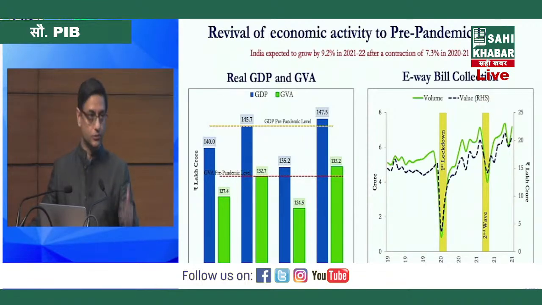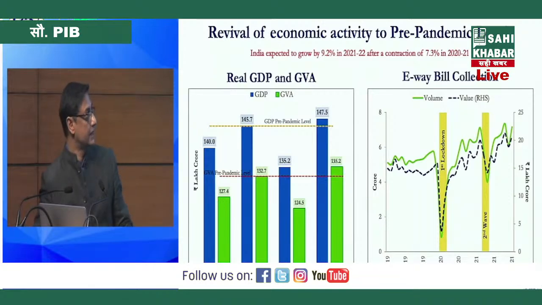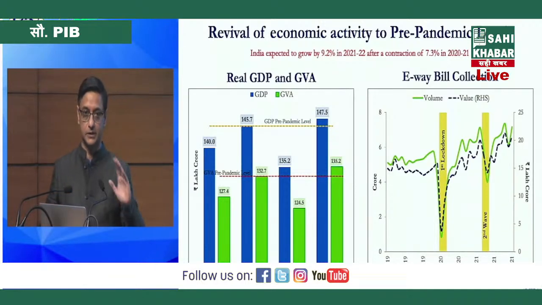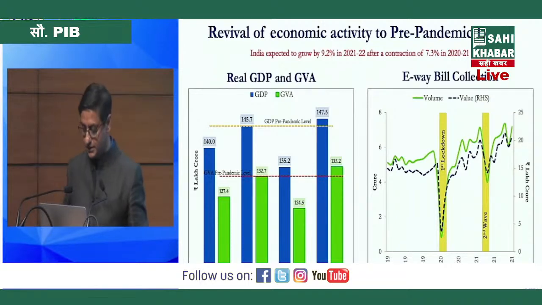Well, as you know from the advanced estimates, the economy this year is estimated to have grown by 9.2% after a contraction of 7.3% in the previous year. And you can see on the slide on the right that it is now a little bit above where it was in terms of economic activity before the pandemic. So in other words, we have now grown past the pre-pandemic level.